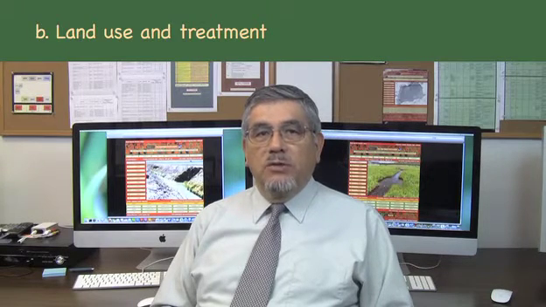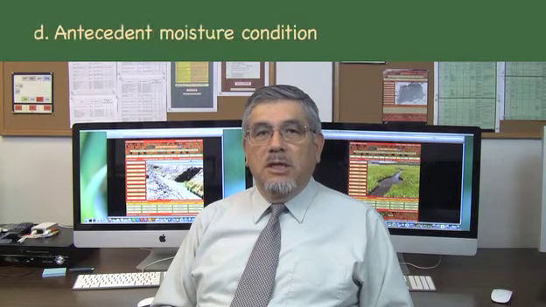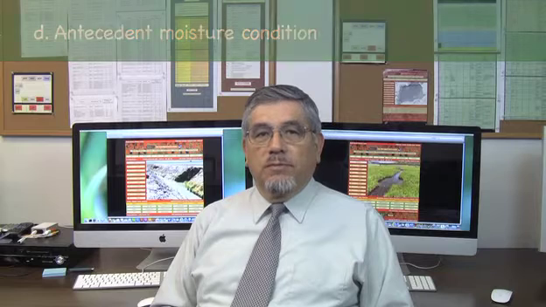The hydrologic soil cover complex describes a specific combination of: A, hydrologic soil group; B, land use and treatment; C, hydrologic surface condition; and D, antecedent moisture condition. All these have a direct bearing on the amount of runoff produced by the watershed.